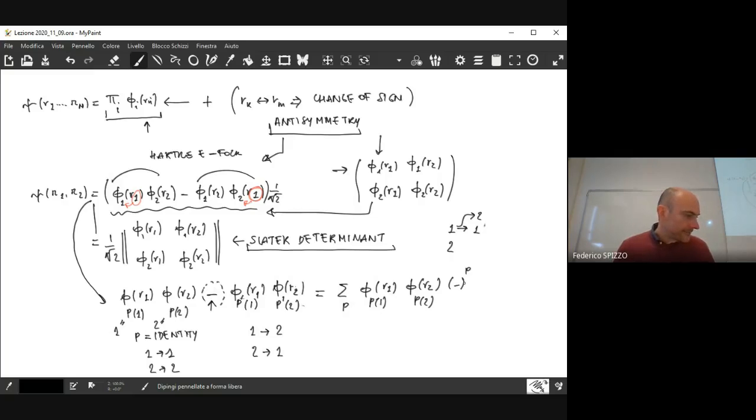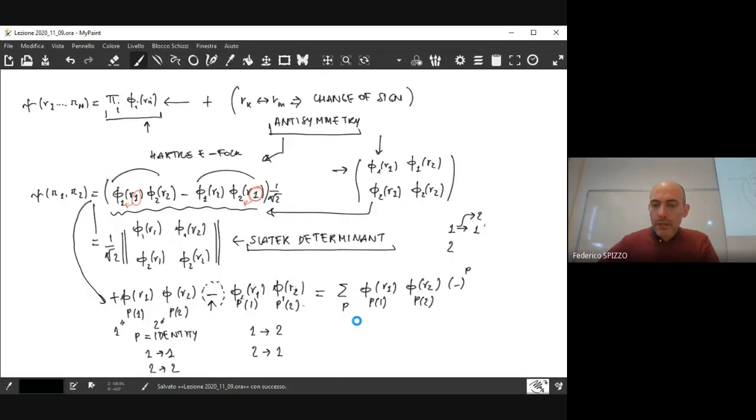This minus with the index P just means the sign of that permutation. So when we consider the permutation to be identity, the sign of identity is +1, is positive. So we have a positive sign here. When we consider the switch, 1 to 2, 2 to 1, then the sign of that permutation is negative. So we have the minus here in front of the combination. So in this way, it's possible to write down this determinant in a compact way.